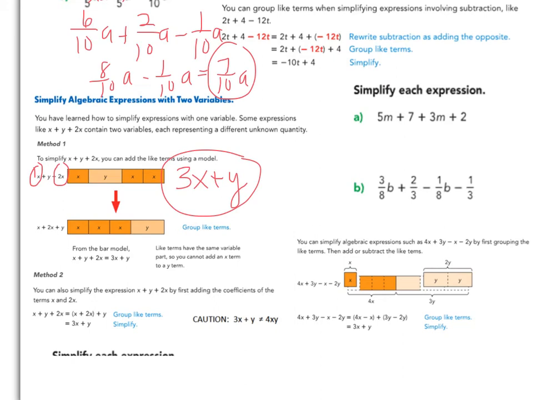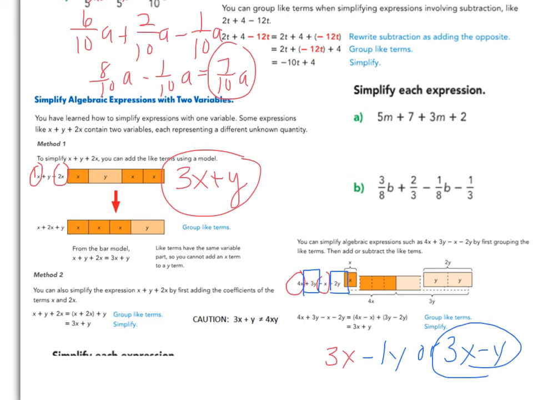Okay, same thing over here if you're doing subtraction. We have 4x plus 3y minus x minus 2y. So you're going to combine your like terms. So 4x minus 1x is 3x. Then you're going to combine your y's, positive 3y minus 2y. 3 minus 2 is 1y, so minus 1y or 3x minus y. And that will be, it's 3y minus 2y, that would be a positive. So this should be plus 1y or plus y.